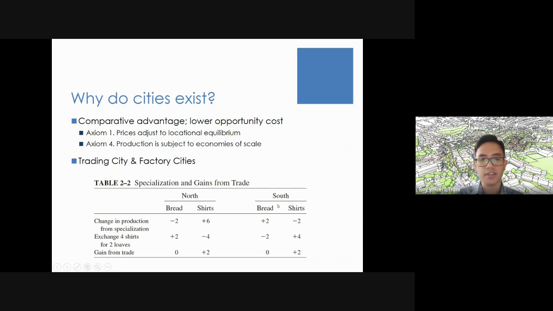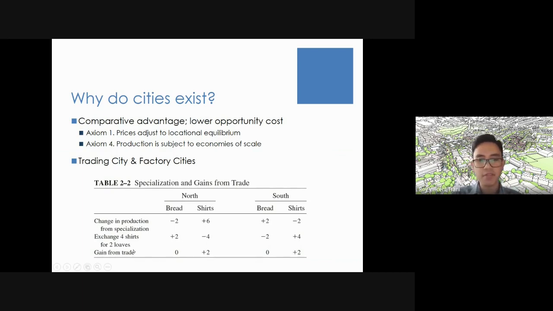The south city creates bread and then sells it for +$2 and buys shirts for -$2. So the north city gives 4 shirts for 2 loaves. So that's +6, and then the shirts are -2. Basically the $6 for the shirt becomes -4 over here, and the $2 for the bread becomes -2, so they get +2 over here, and this over here becomes -2 because they traded the bread, and this is +4 for the shirts over here.